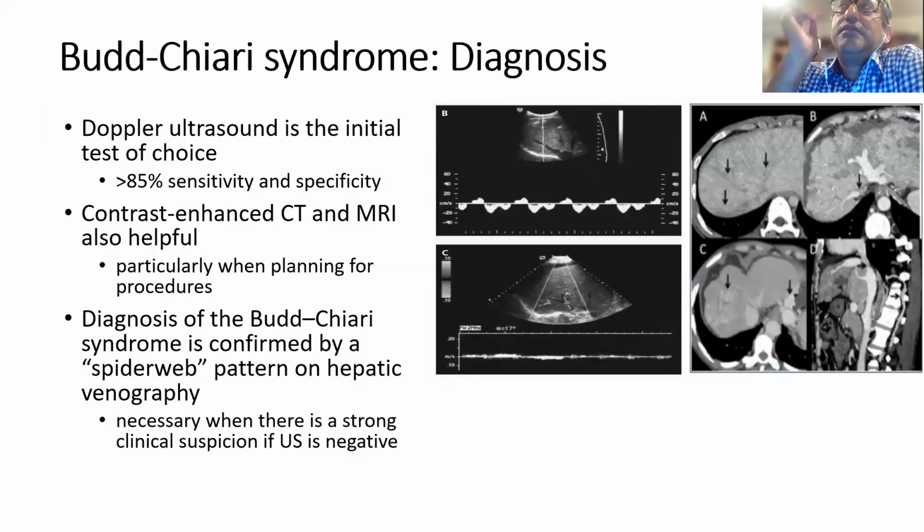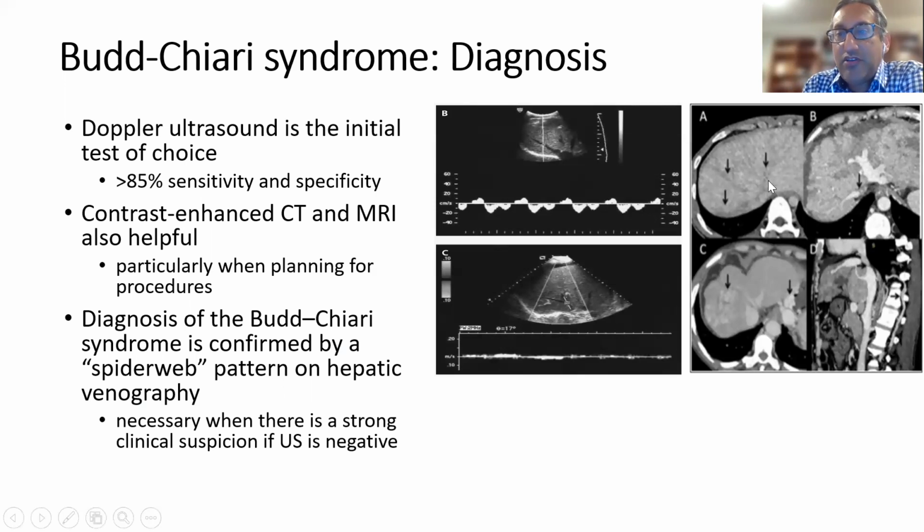Now for the diagnosis, the best initial test of choice is a good quality Doppler ultrasound of the liver. But obviously your technician and radiologist need to know what you're looking for, and they need to be experienced to make that diagnosis. However, in experienced hands, it has excellent sensitivity and specificity, and our radiologists can easily see it. Here you can see that there is no flow in the hepatic vein, though the presentation can differ. Contrast-enhanced CT and MRI can also be very helpful.